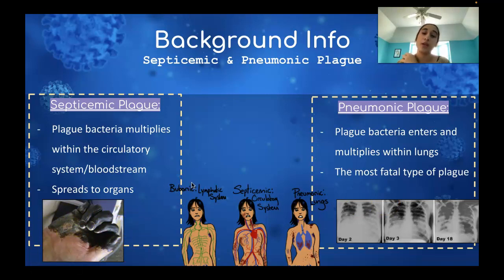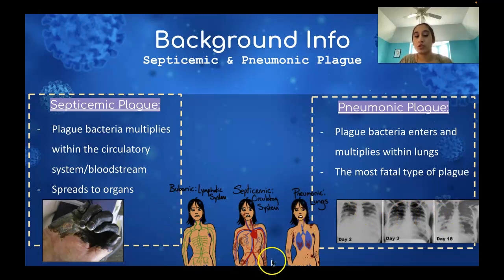Then we have pneumonic plague, and this is when the plague bacteria enters your lungs and it multiplies within the lungs. So that means it's directly involved with the respiratory system, and this is actually the most fatal type of plague. And the picture on the bottom just shows a progression in accumulation of the plague bacteria within a person's lungs.